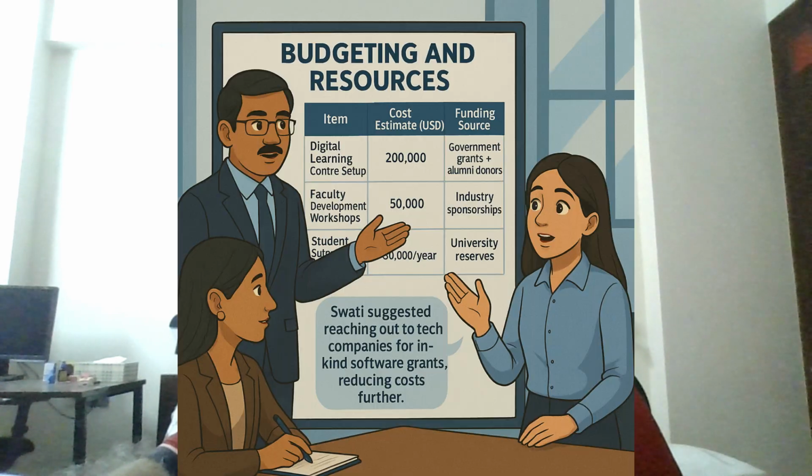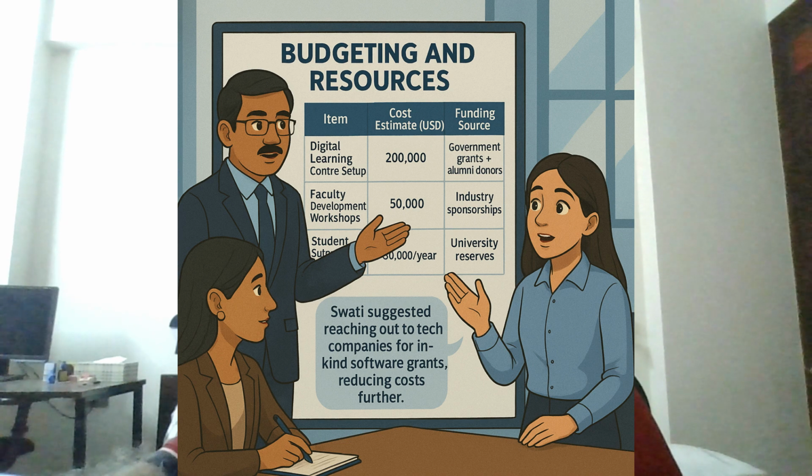Three items were presented. The first item was the Digital Learning Center setup. It was estimated to cost 2 lakh US dollars, and the fund source will be government grants plus alumni donors.